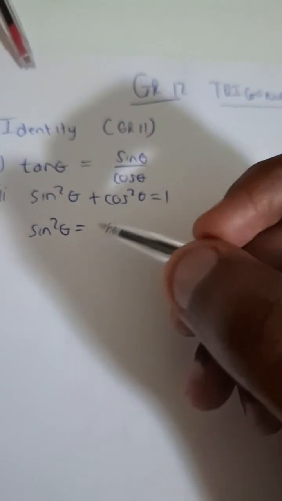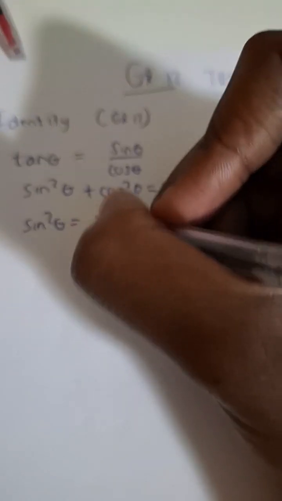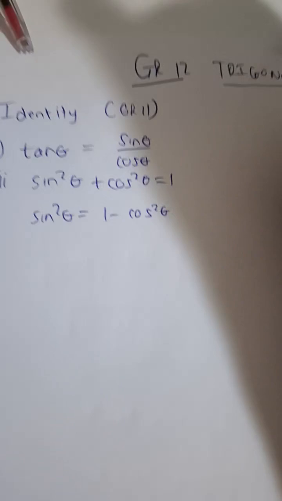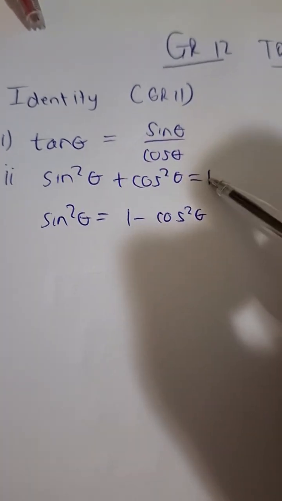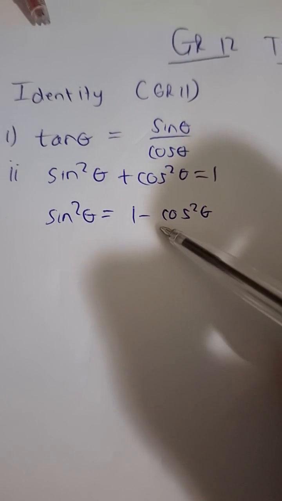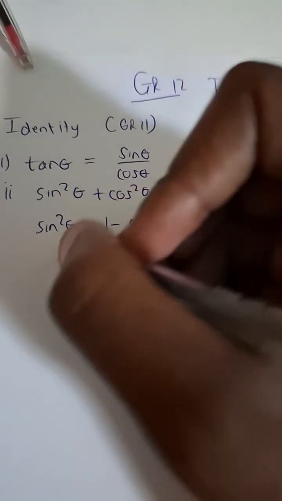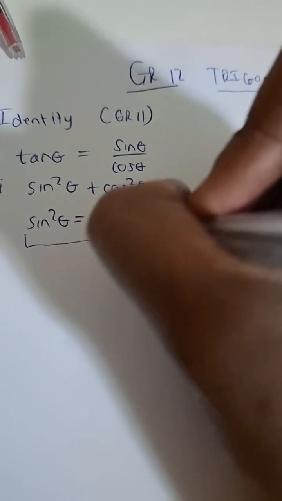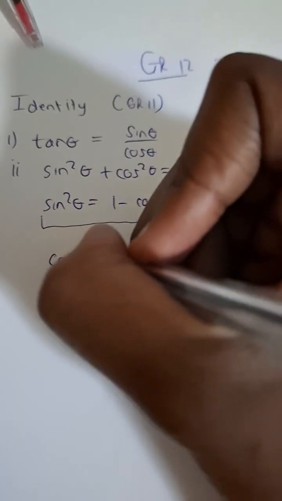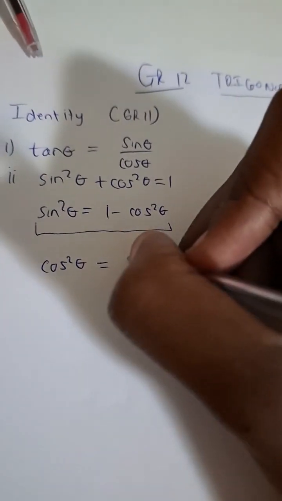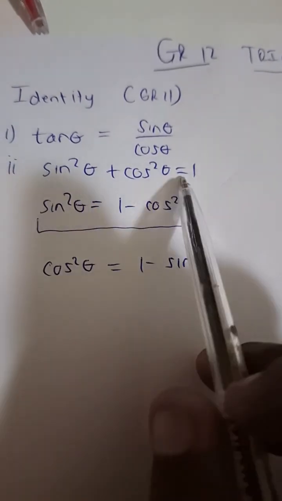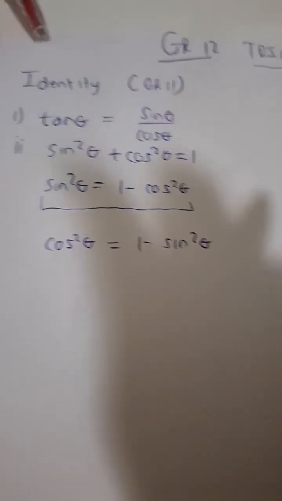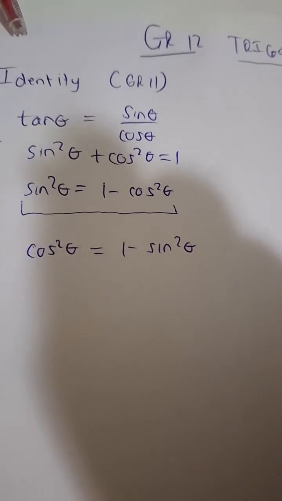In conjunction with that, you need to know how to write the same identity making sine squared theta the subject. If you transpose the cos squared theta, it becomes sine squared theta equals 1 minus cos squared theta. Also, if you make cos squared theta the subject, it becomes 1 minus sine squared theta. Very, very important to know these identities.